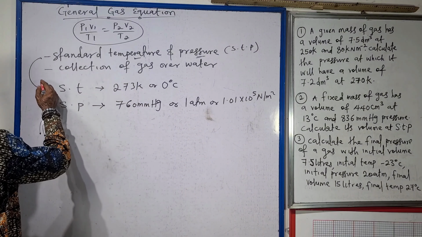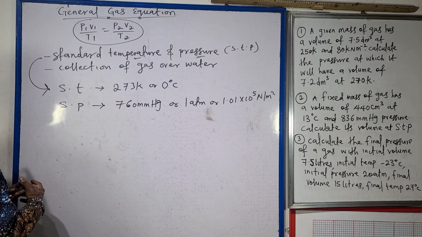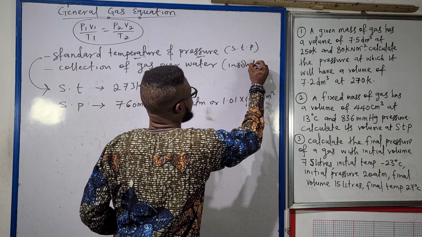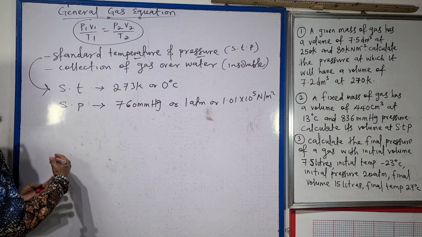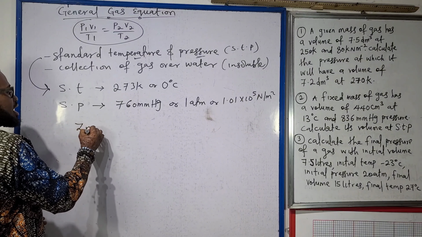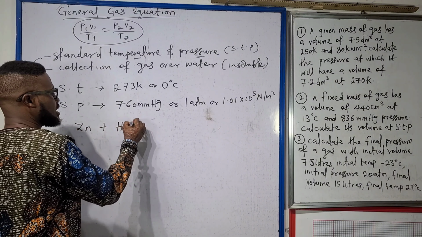Also, for the equation of state, recall we talked about P1 V1 over T1 equals P2 V2 over T2. There are instances whereby gases are collected over water, most especially gases that are insoluble in water. Take, for example, the preparation of hydrogen gas. Let's say zinc is being attacked by hydrochloric acid; this is what we'll have from the equation: zinc chloride plus hydrogen gas.